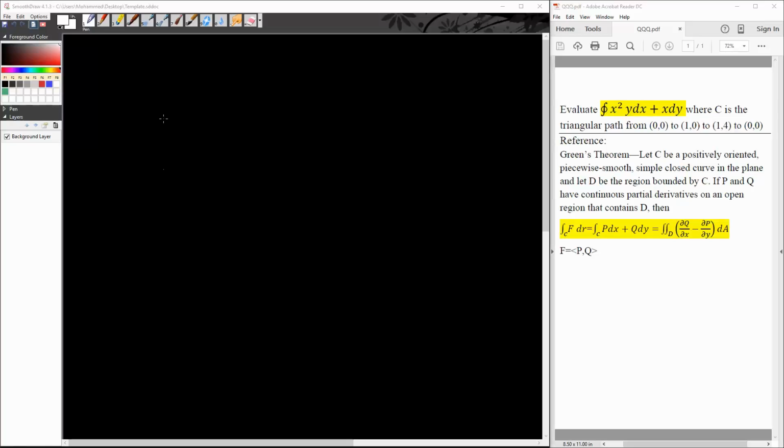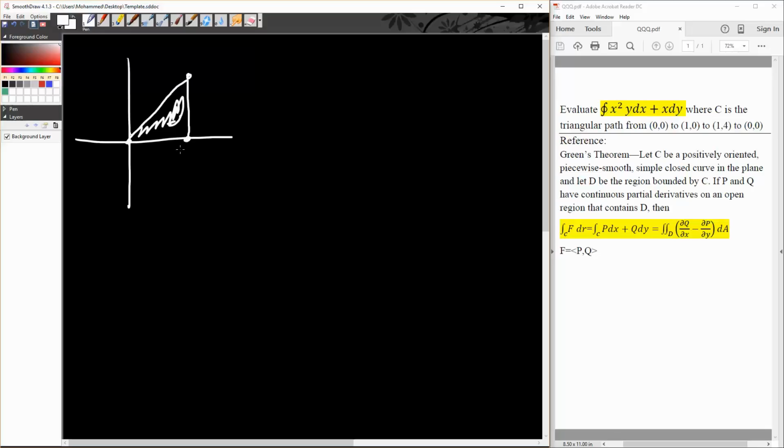So let's get started. The first thing I'm going to do is a quick sketch of our path. It starts at (0, 0), then goes to (1, 0), then goes to (1, 4), and then goes back to (0, 0). So a really rough sketch of the general shape is something like this. And that's what we have.